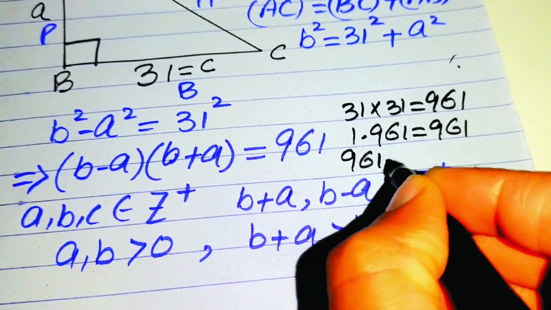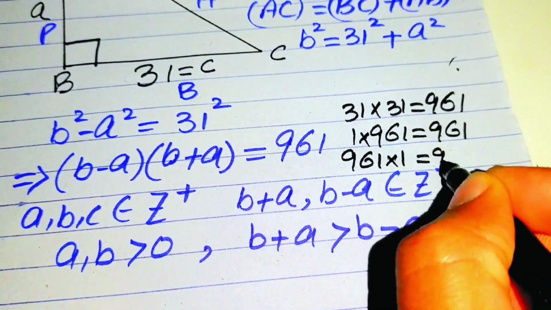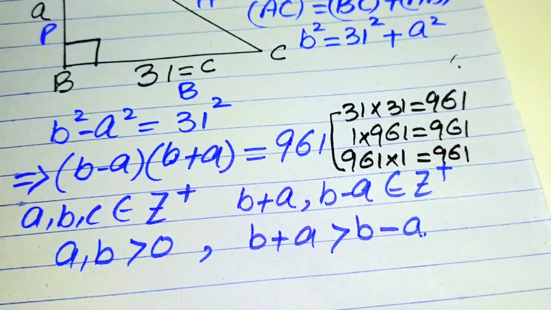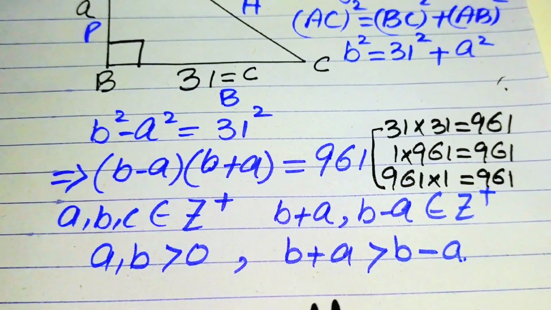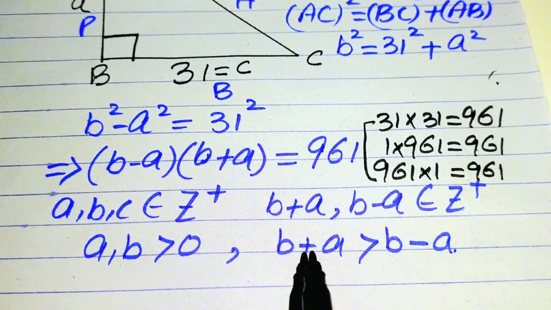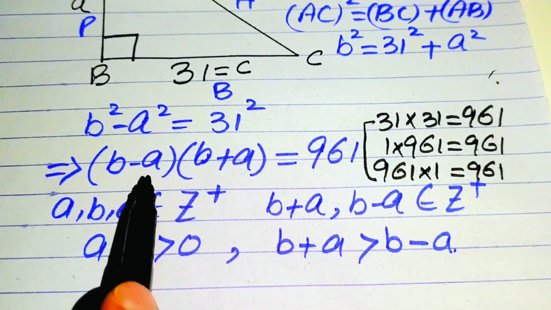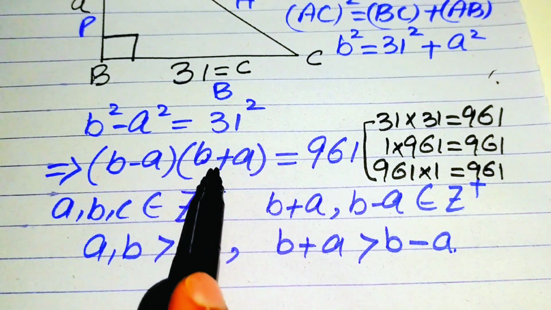And when we multiply 961 by 1, we also get 961. So we have these three possibilities. Now we check which possibility satisfies our given condition. Our given condition is that the first factor is greater than the second factor, or, another way to say it, that the first factor is less than the second factor.